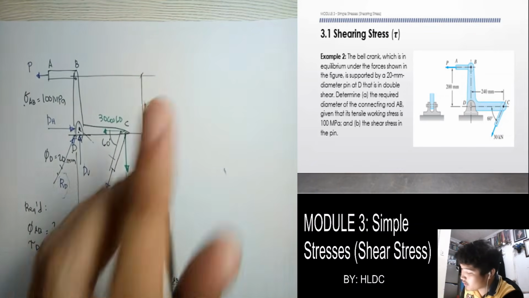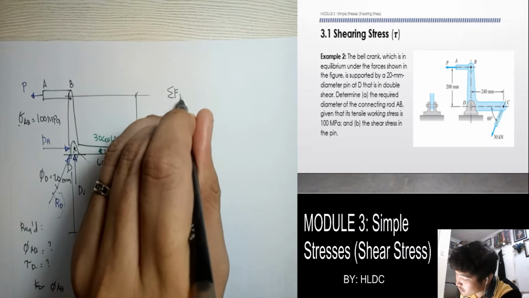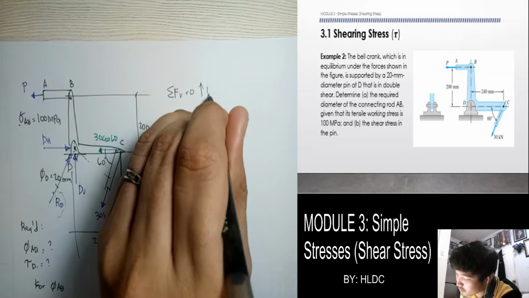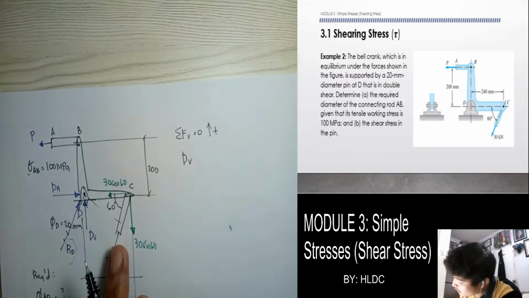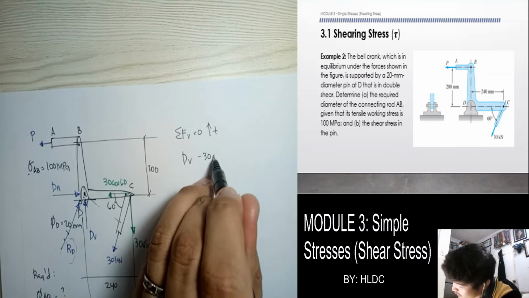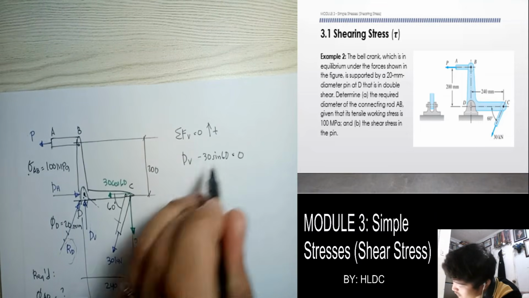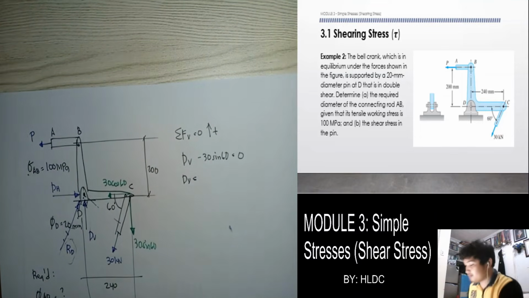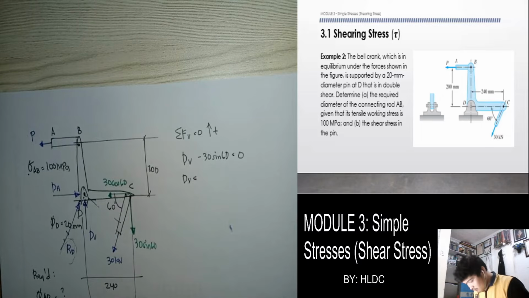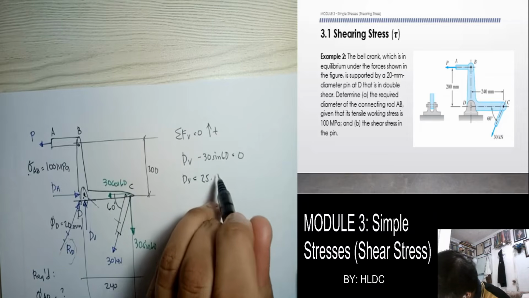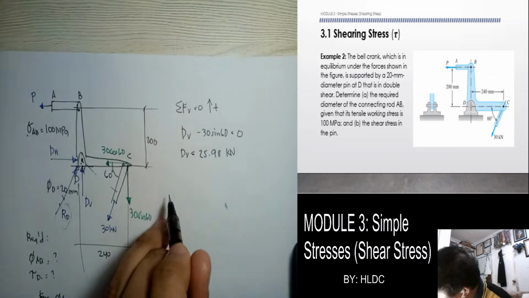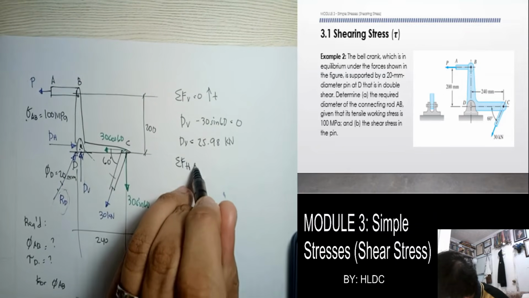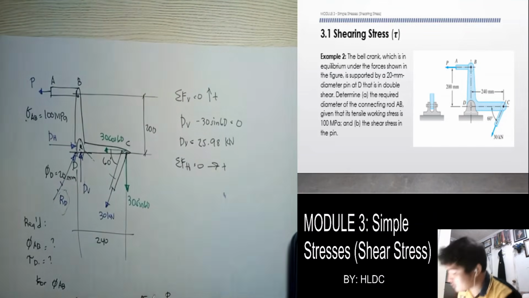So, unahin ko itong vertical component. So, by taking summation of forces vertical equals 0, considering upward forces positive. So, that ito, vertical DB, and then vertical negative 30 sine 60 equals 0. So, that DB now equals, so, sagot is 25.98 kilonewtons.